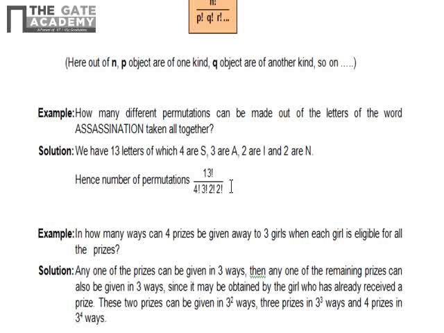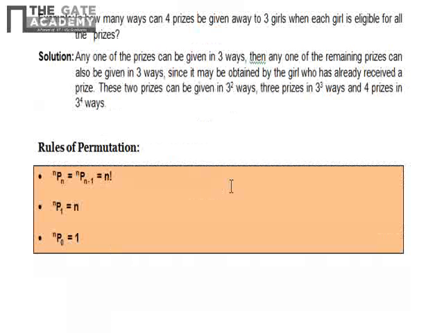Just leave the answer. Now we'll see some other example. This is a very important example. In how many ways can 4 prizes be given away to 3 girls when each girl is eligible for all the prizes? So you have to pick the first prize. You can give that first prize to any of 3 girls. That means the first prize can be distributed in 3 ways. Now you have to pick the second prize.